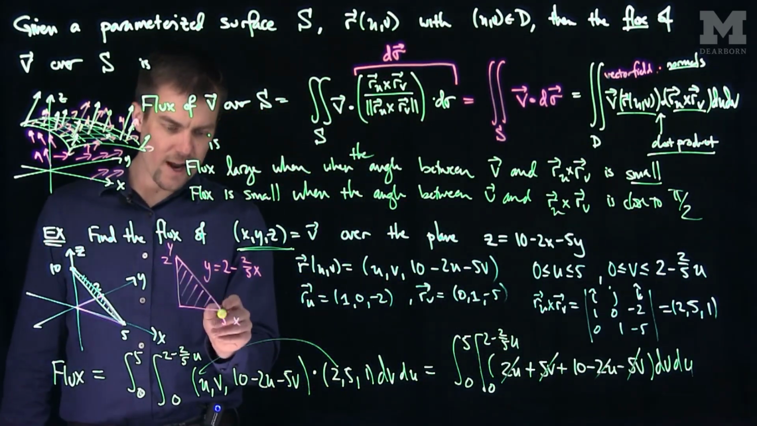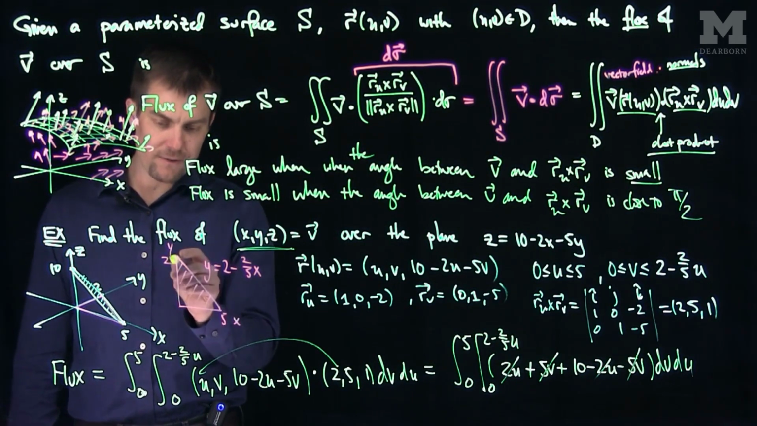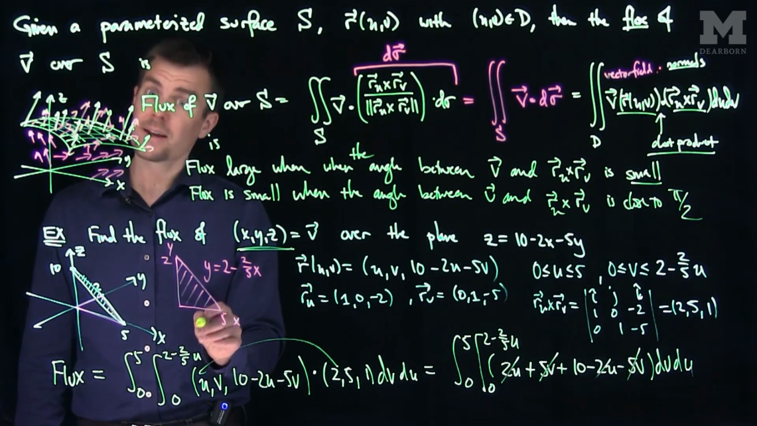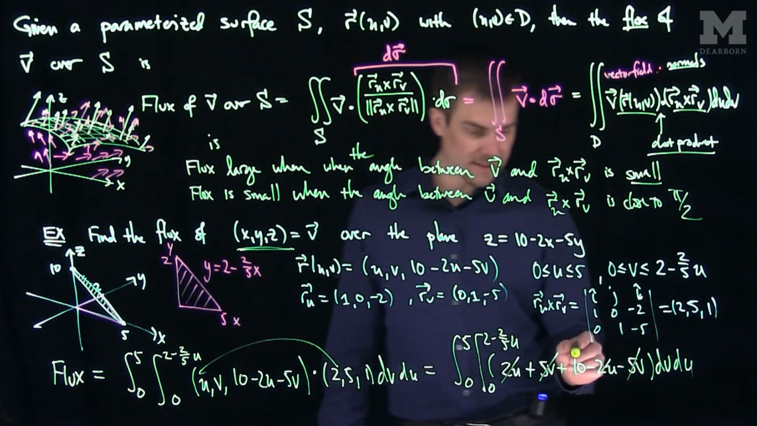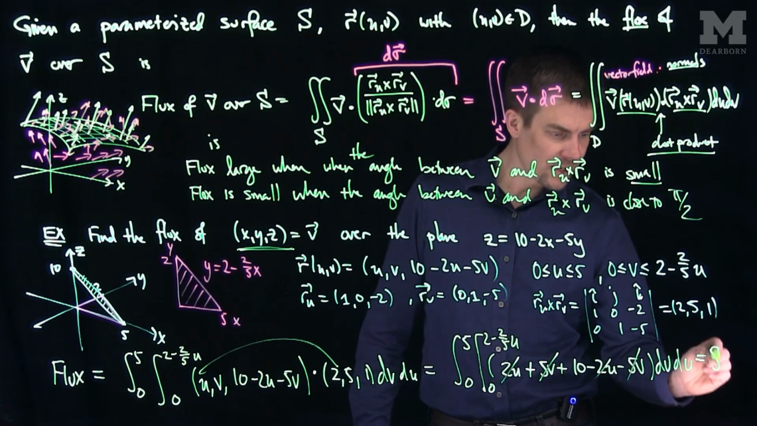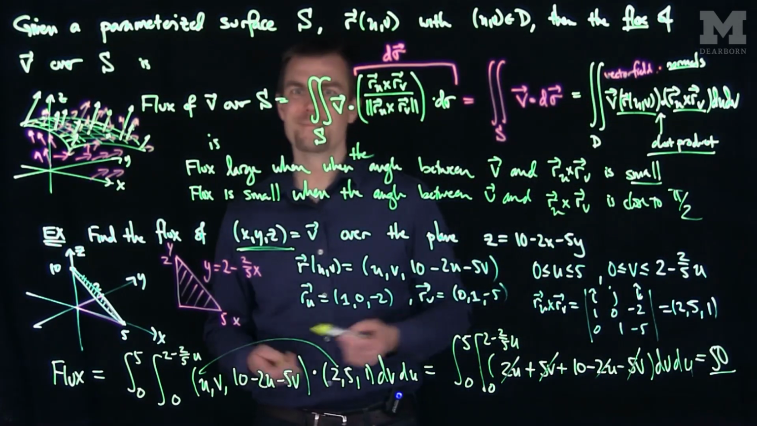And so what's the area of this triangle? The base is 5, the height is 2, so base times height is 10, divided by 2 is 5. So I'm going to have a 10 times 5, so this flux is just going to be 50. Thank you very much.